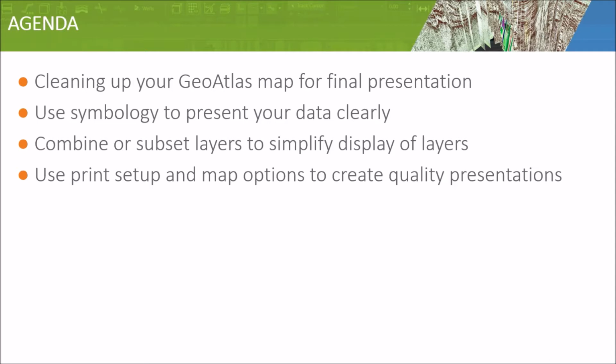Using Symbology to present your data clearly, and give it some pop for your presentation. Sometimes people just want to see the pretty pictures, so this will help you set up that information. You'll also be working with combining and subsetting some of your layers of similar types to condense the layer load a little bit, primarily done with shape files. So I'm going through little steps on how to set that up. And then finally setting up your print setup and your map options to create your quality presentations. So those are all the steps that are involved in getting all that information to your map.